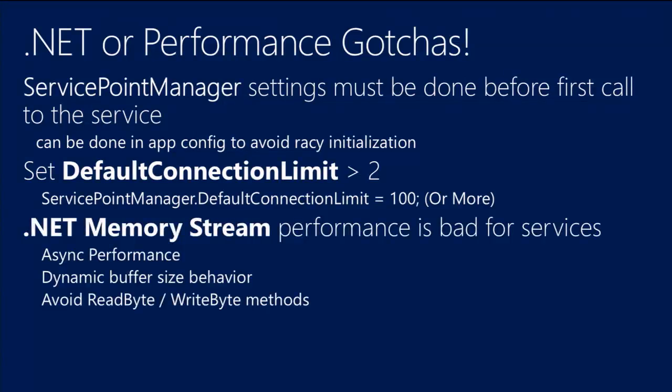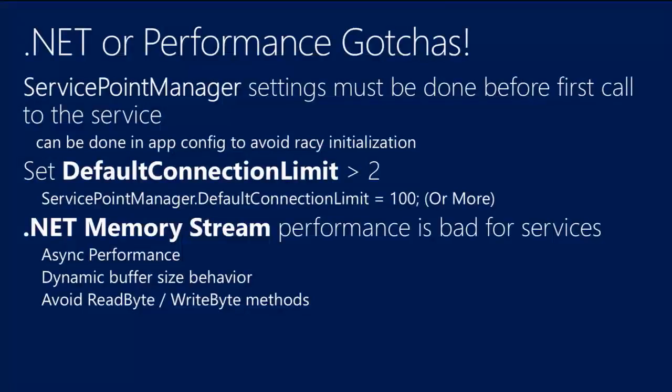And then the .NET memory stream, we kind of touched on this. Async performance isn't as good as it could be. They actually have a comment in the code specifically to avoid the read and write byte methods because they allocate a 1 byte byte array. And then the big one is the dynamic buffer size behavior. There's, I think, 7 different constructors of memory stream if you're using it in your application. You can give it a fixed size or an underlying byte array buffer, and that'll be fine because it knows that it's a fixed size.